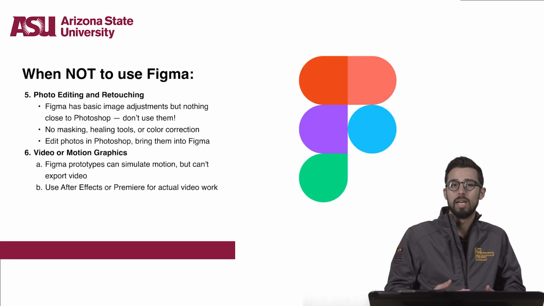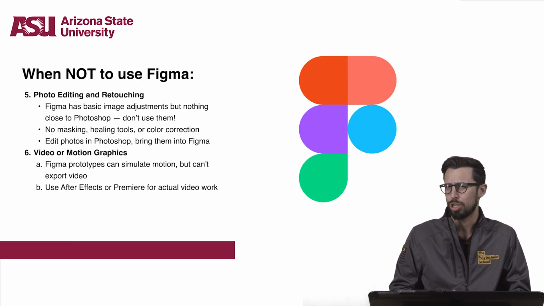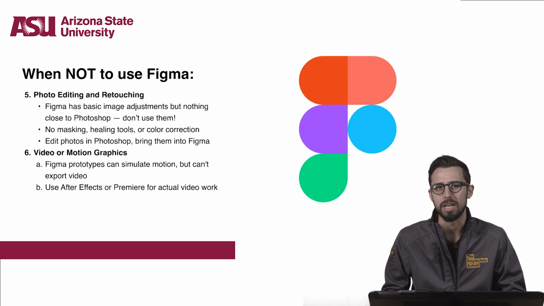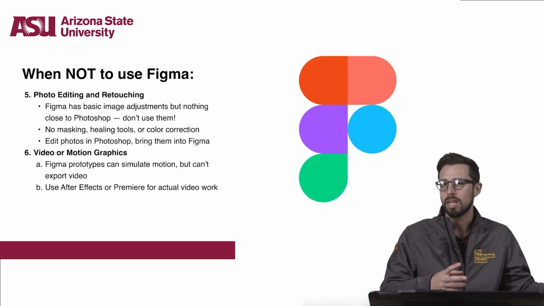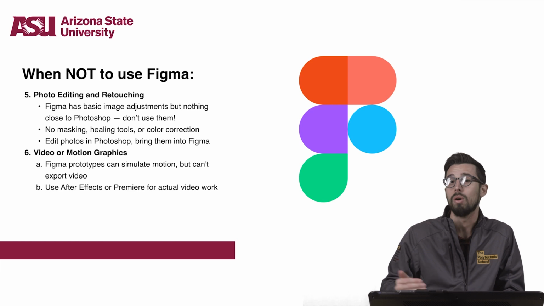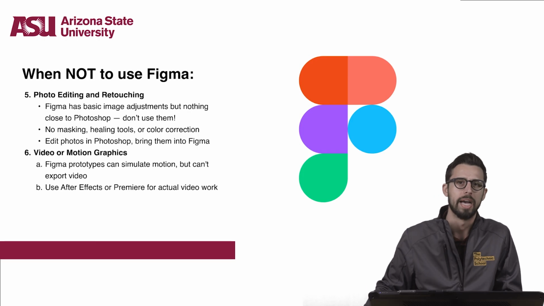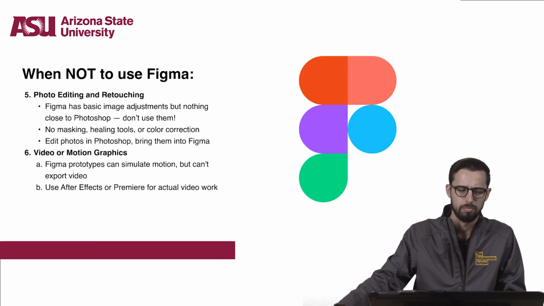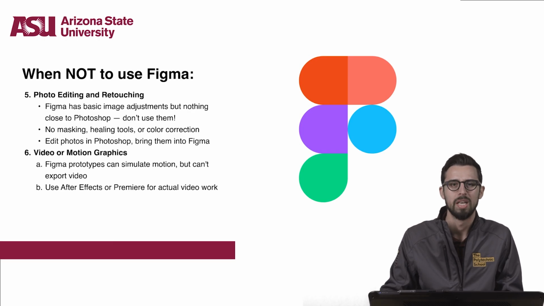And then number 5, photo editing and retouching. Figma has some basic image adjustment tools, but they're pretty terrible. Don't use them, please, ever, at all. Essentially, all this feature is doing is trying to modify what is called a lossy image. I'll get to what that means in a little bit. And since that is the only file type that you are capable of uploading as images to Figma, you really shouldn't be editing a lossy image at all. I'll explain some of that in the next lecture.